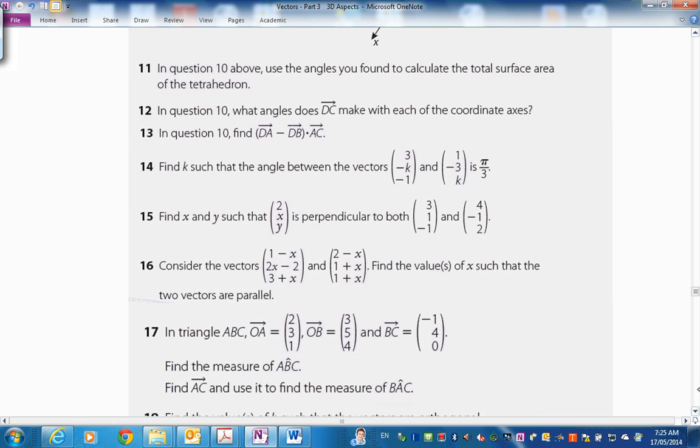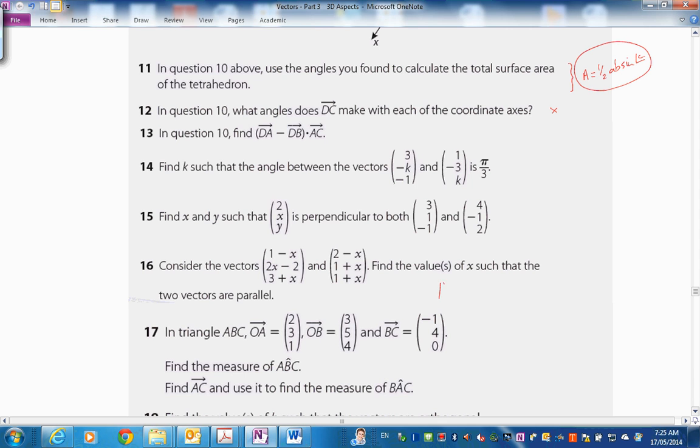Questions 11 to 17. Total surface area of the tetrahedron. Well, you could do that. That's a bit long. And in this case, don't forget, the area of a triangular face is half the product of 2 sides times sine of the included angle. Remember that, way back. Okay, not just half base times height. You must remember that one as well. DC, make with each of the coordinates. This is not in the course, the coordinate axes. I think all the rest here is okay.